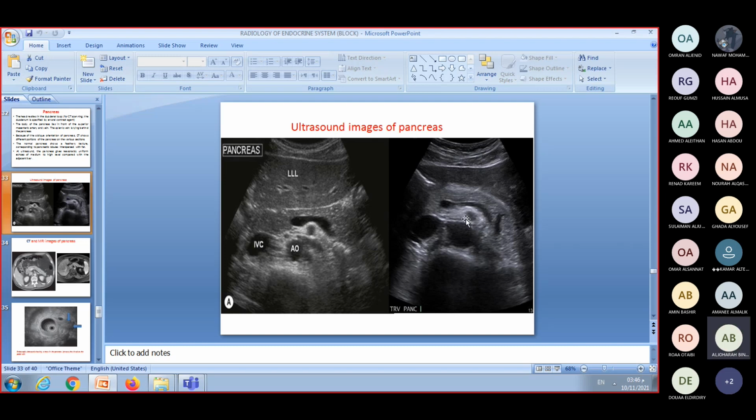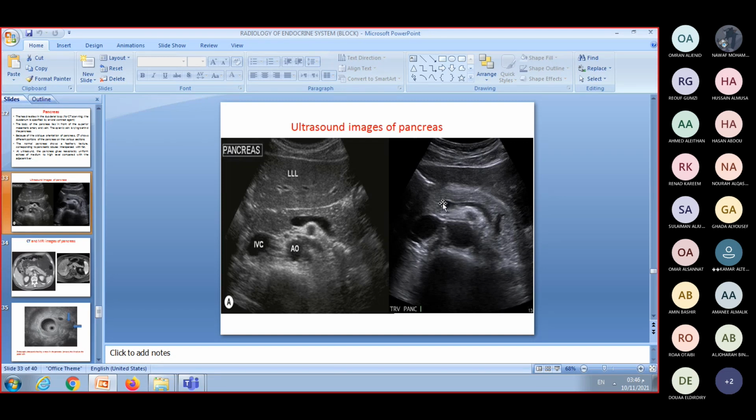This is the superior mesenteric artery. And this is the splenic vein. You know that the splenic vein and superior mesenteric vein join together to form what? The portal vein, the one that goes to the liver. This is the confluence between the splenic vein and superior mesenteric vein. They join together here to form this portal vein.